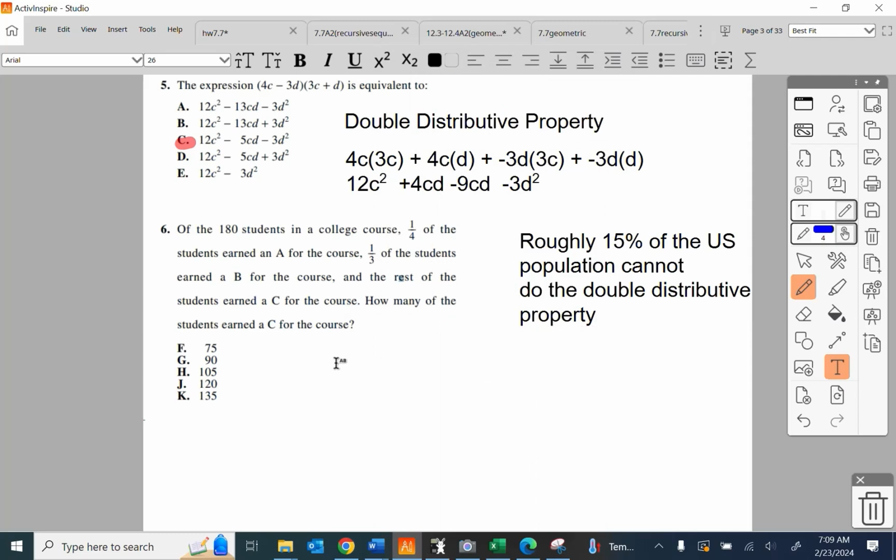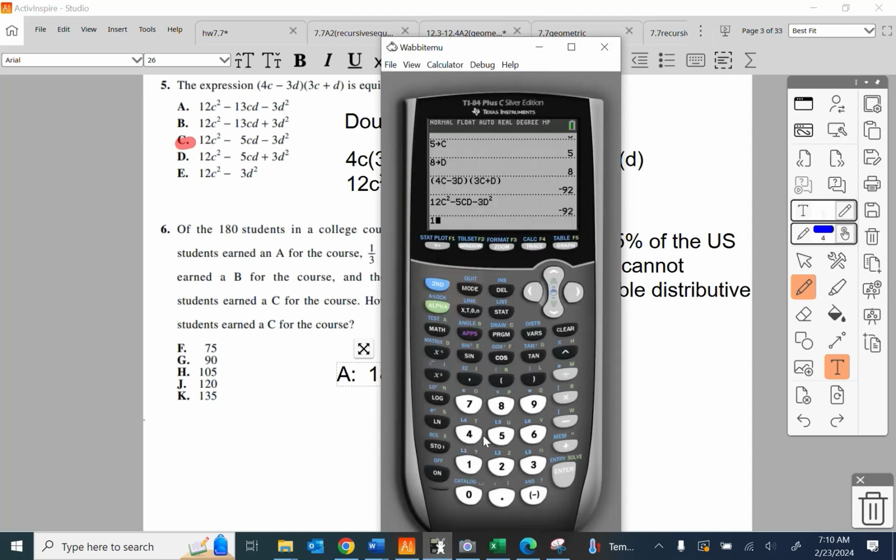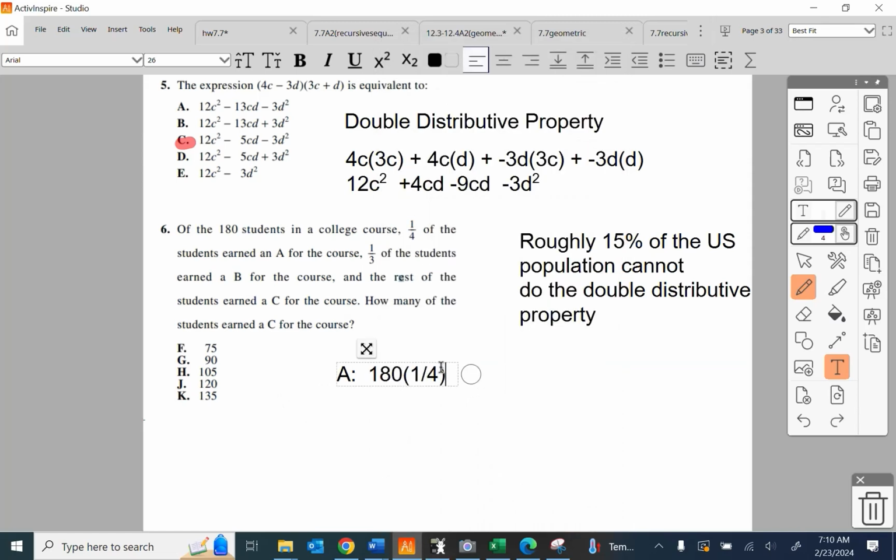All right, number 6. Of the 180 students in a college course, 1/4 of the students earn an A. So I guess we'll figure out some calculations. The A's, we have 180 times 1/4. And again, I'm just going to presume I don't understand mathematics. That's fine. Good, it's 45. That's what I thought.